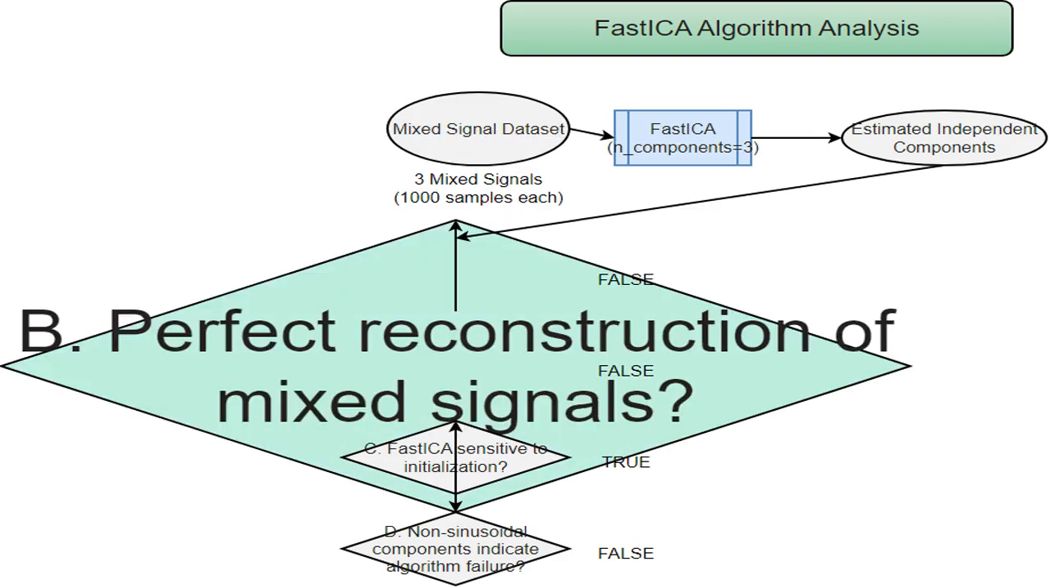I realized that if the separated signals are not sinusoidal, like I expected, it doesn't automatically mean the algorithm failed. Maybe there were other unexpected signals mixed in with my sinusoidal ones, or perhaps the data itself was not as clean as I thought. It's not necessarily a complete failure.